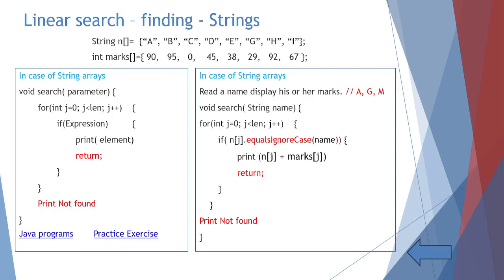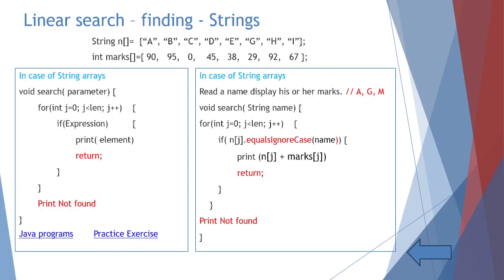For example, A is the input. A is found at the 0th element. So A would be printed, plus 90 marks also would be printed. One is a string, the second one is marks. So concatenation. And then return.